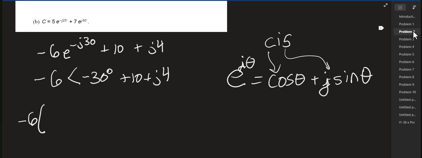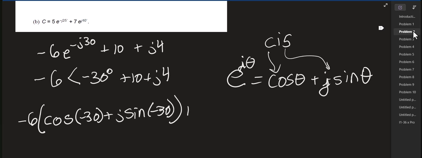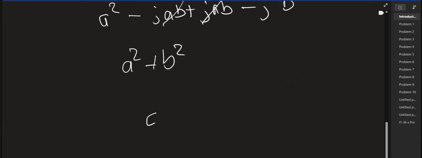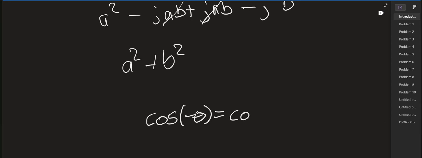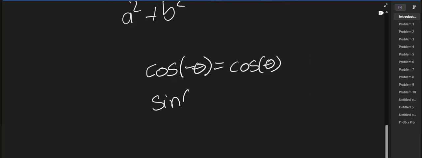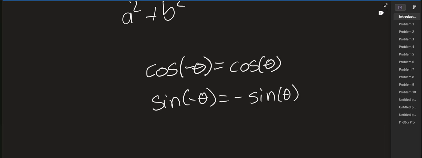So -6 times cosine -30 plus j sine -30, plus 10 plus j4. Now, you might or might not remember from previous math classes that the cosine of a negative angle is the same as the cosine of the angle, and the sine of a negative angle is the same as the negative sine of the angle.